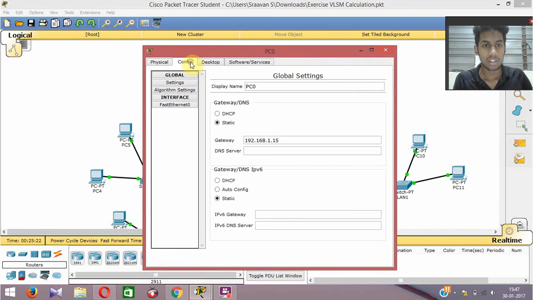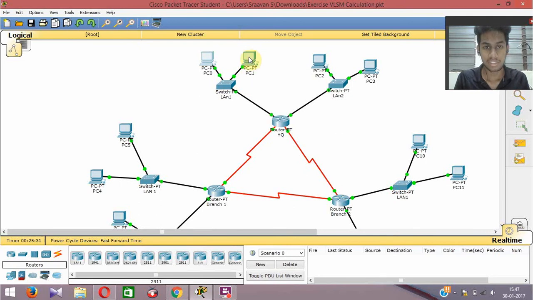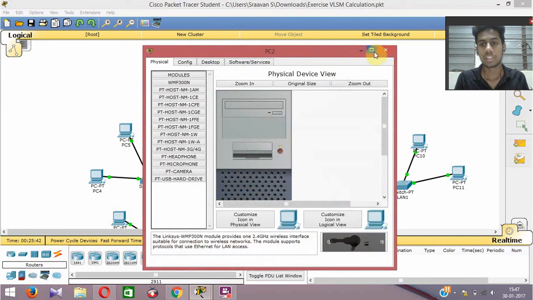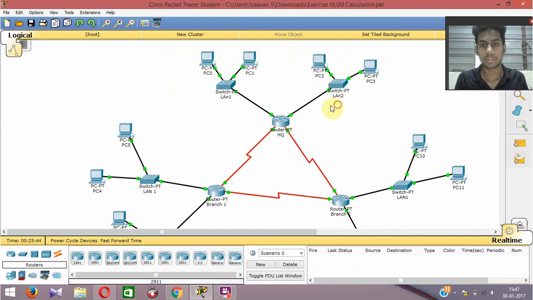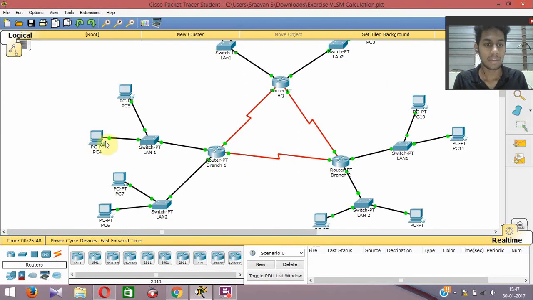I've assigned all the IP addresses for the headquarters LAN 1. I have 1.5, 1.10 similarly, and my gateway for the router and LAN 1 would be 1.10. Similarly here I've given 70 for the first one, 1.75 for the second, and 1.80 as the gateway. Similarly, I've assigned all the IP addresses for the end users.